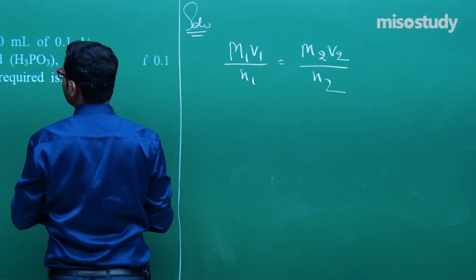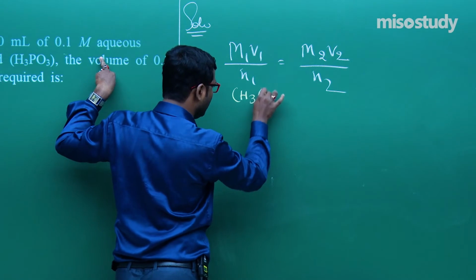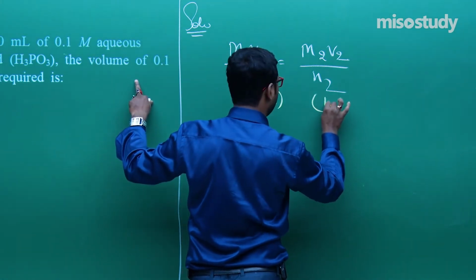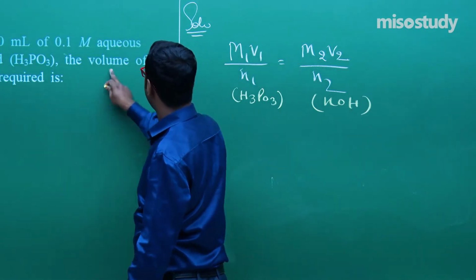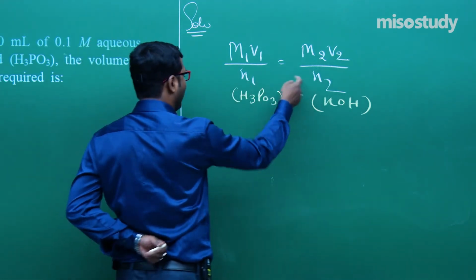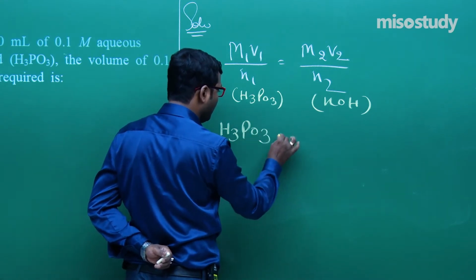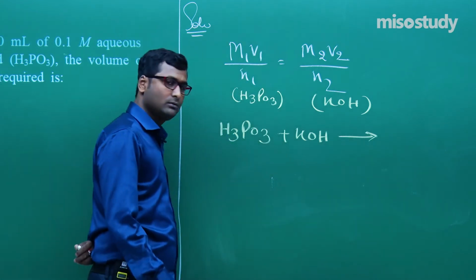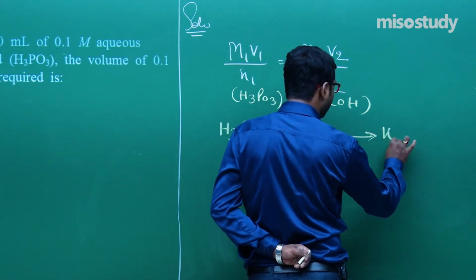This is the neutralized aqueous solution of phosphorous acid. This is for H3PO3. Clear to you? And this is for KOH. Now we have to find the volume of KOH required to neutralize. Clear? First of all, what to do for finding N1 and N2? We have to write down the equation H3PO3 plus KOH.